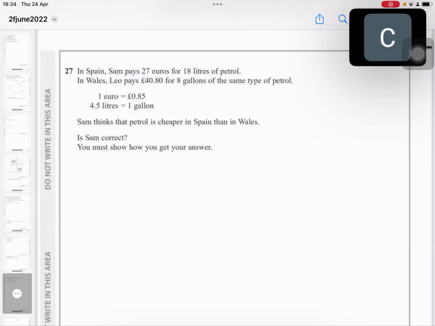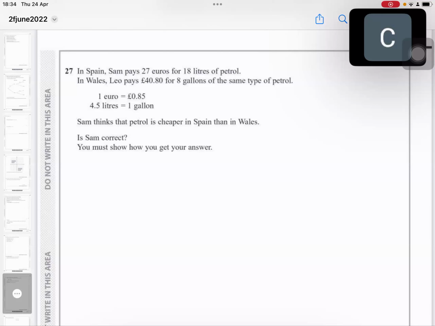Euros to pounds, because you have the value for 1 euro, isn't it? So all you need to do is to multiply, for instance, 27 by 0.85. Yeah. Okay, so let's crunch that. Go ahead and do that, and you can write down the steps.